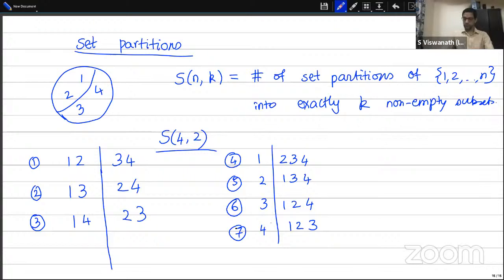What else can I do? Anything else I can do? Doesn't look like it, right? I can either split it as 2 and 2 or 1 and 3. So I have all the possibilities. So S(4, 2) is exactly 7. There are 7 ways of partitioning the set {1, 2, 3, 4} into 2 subsets which are disjoint and whose union is everything, without worrying about the order of the subsets and so on.